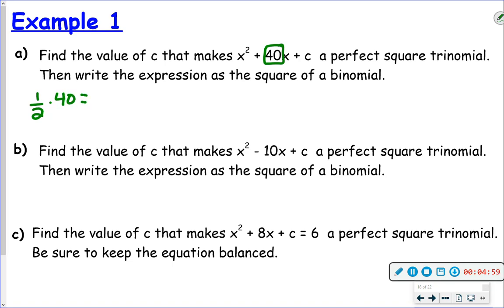You can do that. What's half of 40? 20. And then I have to square that. Now, you might need your calculator for that piece, because 20 is kind of big. What is 20 squared? 20 squared, 400. Okay, so it says find the value of C. So basically, I'm going to rewrite this, but I'm going to replace the C. Let's do a different color. I'm going to replace the C with the 400.